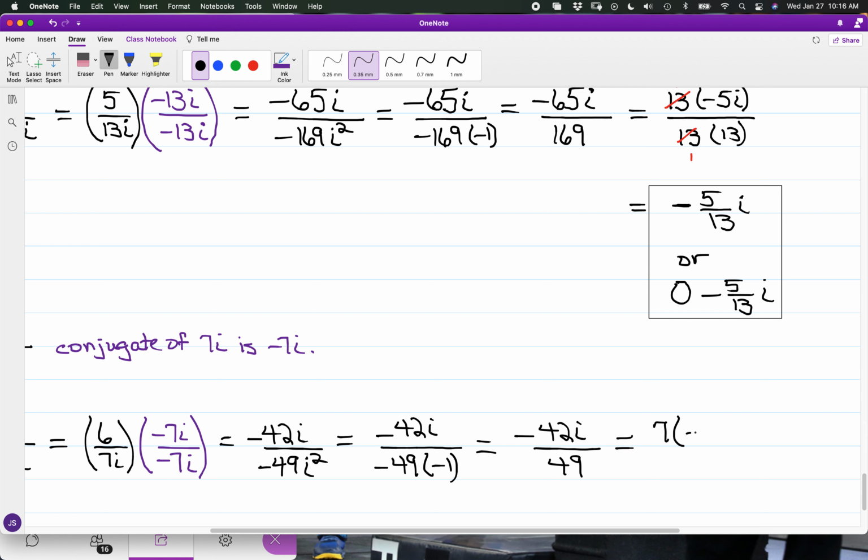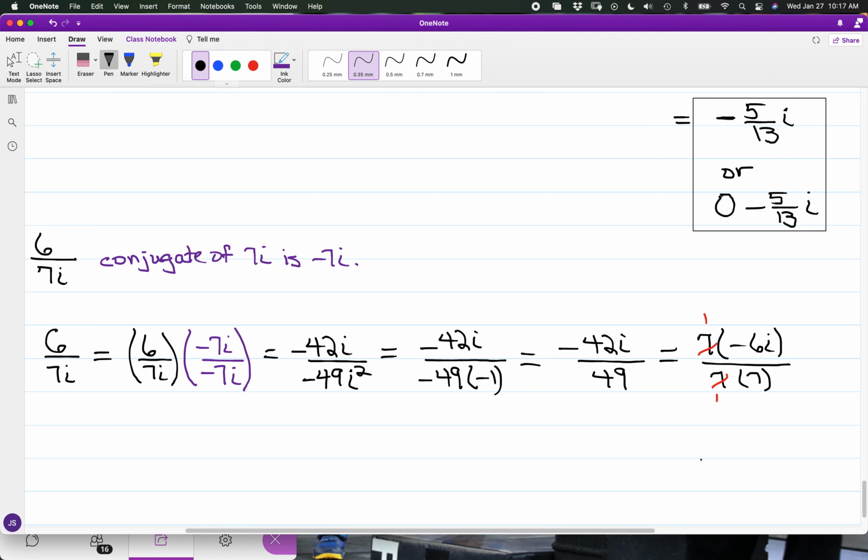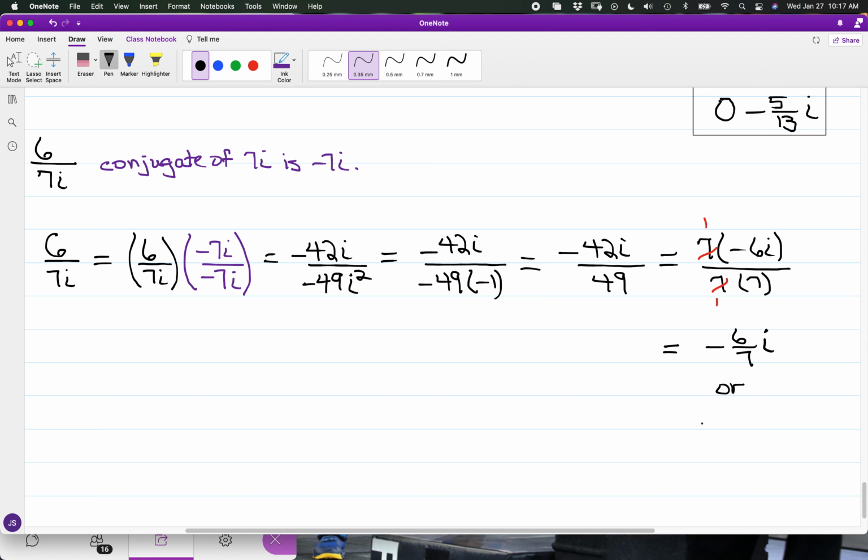So here we have 7 times negative 6i, all over 7 times 7. Here the 7s will cancel, and then for the standard a plus bi form, we have negative 6/7 of i. But again, if I had to specify a, well, there's no a term, but if I had to represent the void of the a term, this would be 0 minus 6/7 of i.